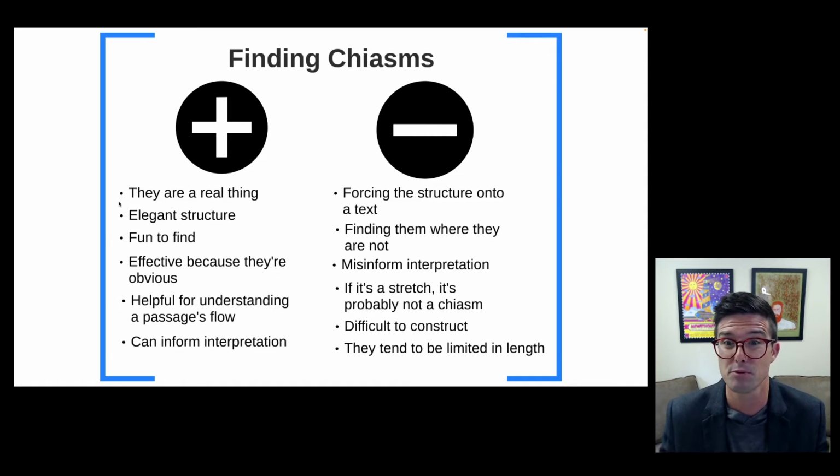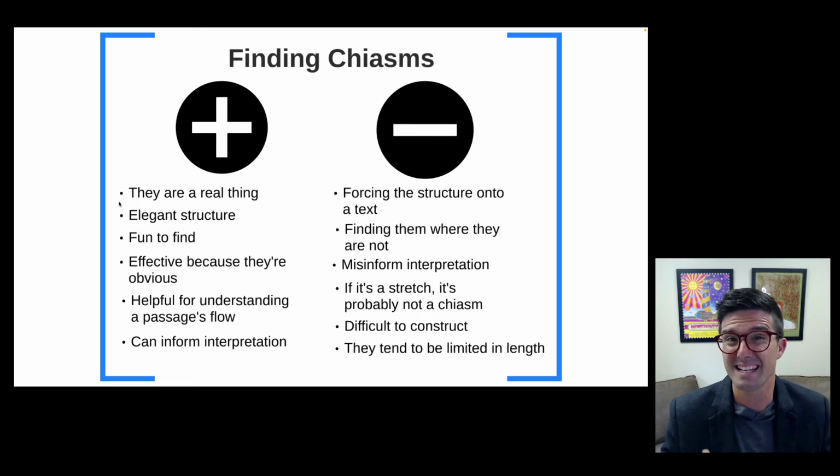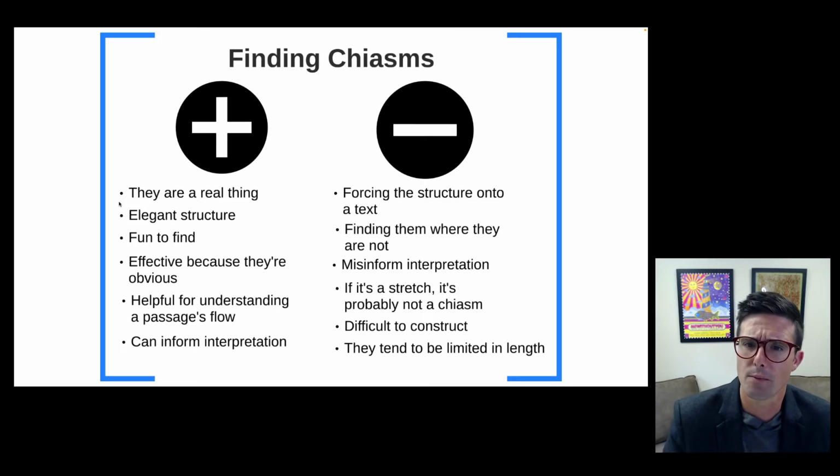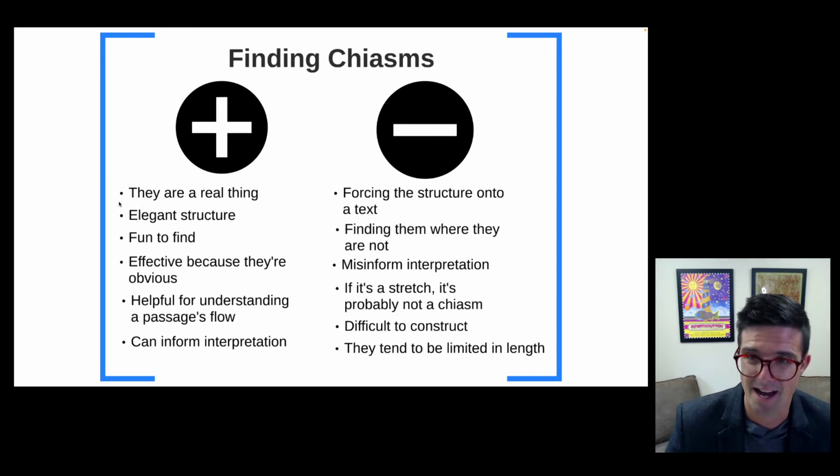Usually chiasms are pretty obvious because they are difficult to construct, they tend to be limited in length. So you see them be a handful of verses at most. There are larger passages and sometimes even entire books that are constructed chiastically, but that takes a whole lot of mental effort, work, and preparation and outlining. And so if you think you're seeing a chiasm in something that's much larger and you're having to justify why things relate to each other over and over again, if it's a stretch, it's probably not a chiasm.